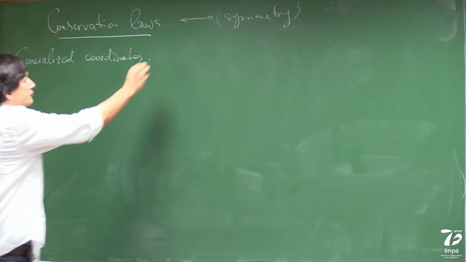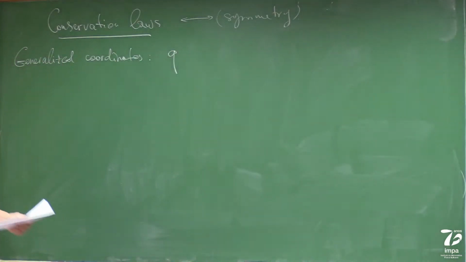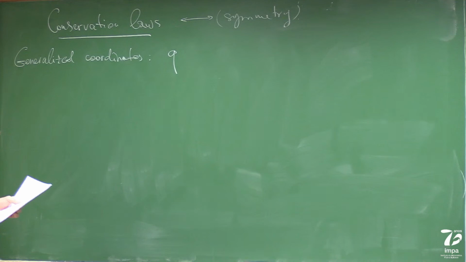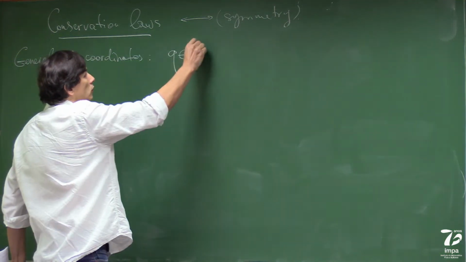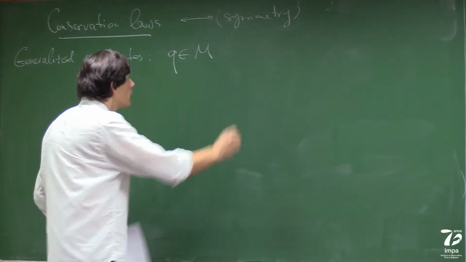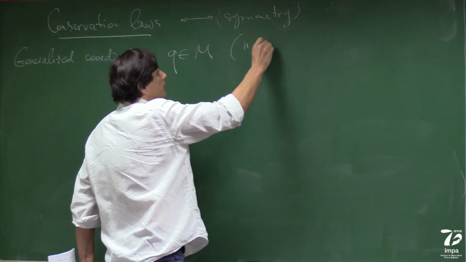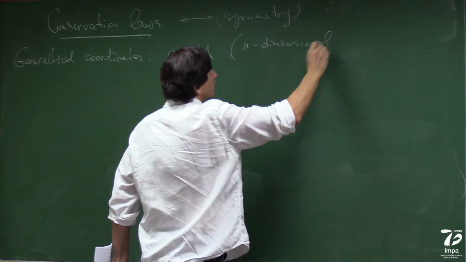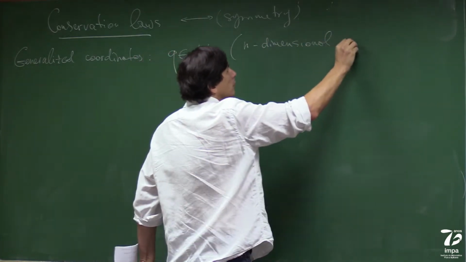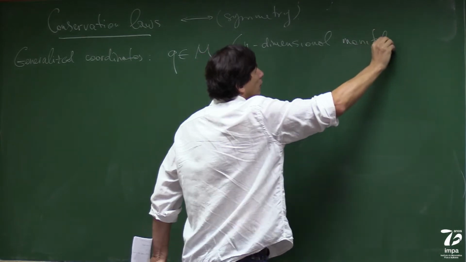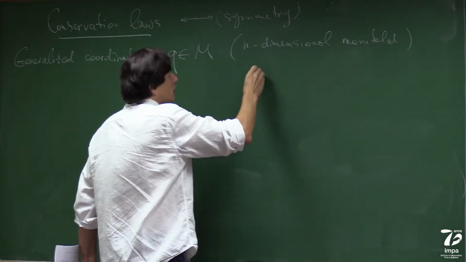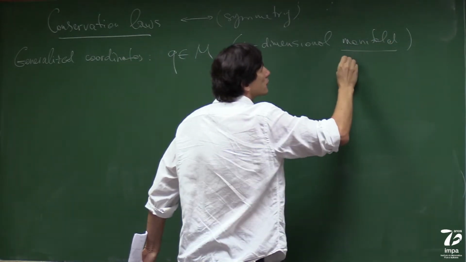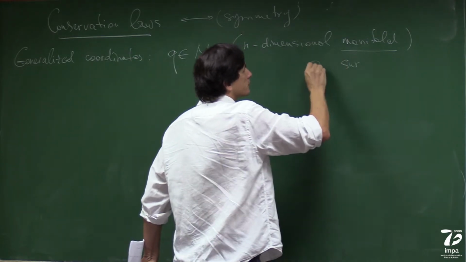generalized coordinates is a vector, is a point, but in fact it's not always a point in Rn. And we will see it right away on an example. So it's usually a point on what's called an n-dimensional manifold. So it's the same as a manifold. Think of it as a surface, a smooth surface.